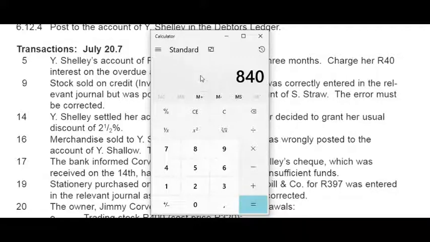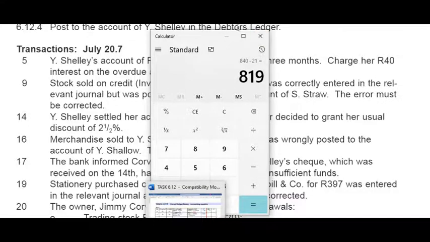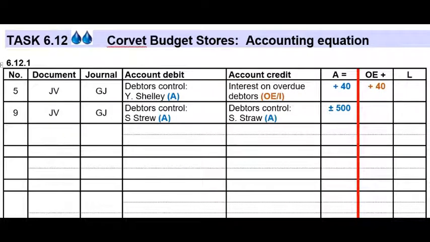Okay, so to calculate the discount allowed value, you will say 840 multiplied by 2.5%. We will give her 21 Rand discount, and therefore she will pay us 840 minus 21. She will pay us 819 Rand, and the rest will be discount. This transaction will go to the CRJ. Remember, it's not a general journal transaction. It's a CRJ transaction. So let's go and look at the general journal.